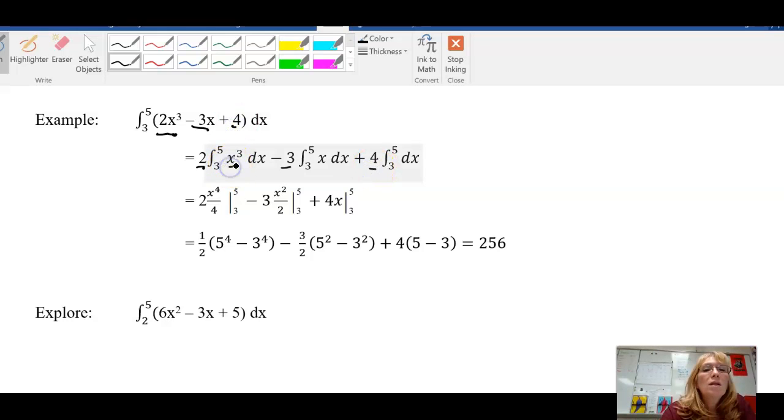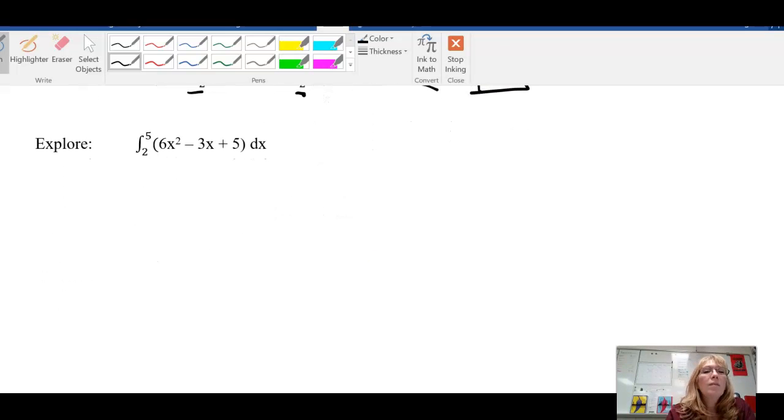Antiderivative. So this is x to the 4th over 4. I have x squared over 2. And this one here is just x. Now, I can reduce these, the 2 and the 4, and get 1/2, and pull it out front if I want to. So then that is just 5 goes in here, 5 to the 4th minus 3 to the 4th. Pull the 3/2 out, 5 squared minus 3 squared. Pull the 4 out, 5 minus 3. Plug that in your calculator, and you get 256. Okay, it's your turn. Pause and give it a shot.